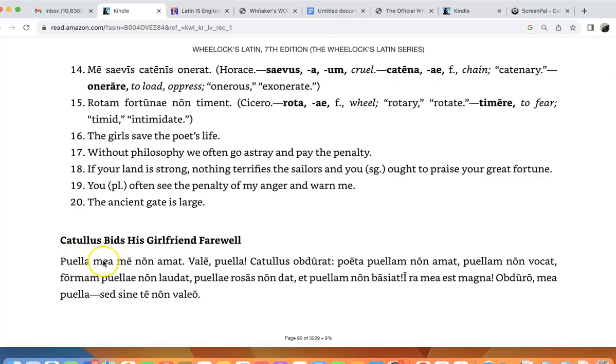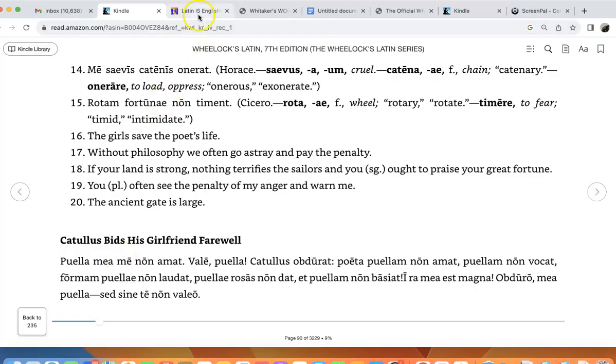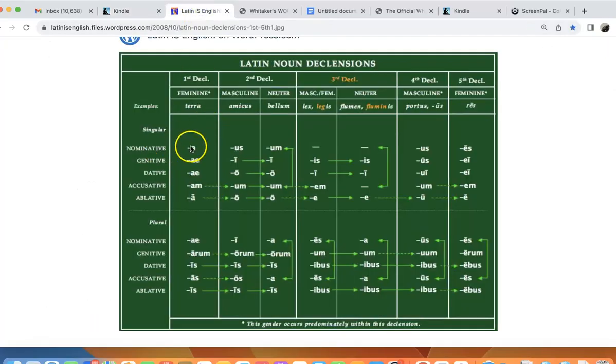So, puella mea means my girlfriend, and then does not love me. Remember, Latin doesn't use do or does, so this is a good example where we probably have to put the does. So, my girl does not love me. And so we've talked how puella is the subject.